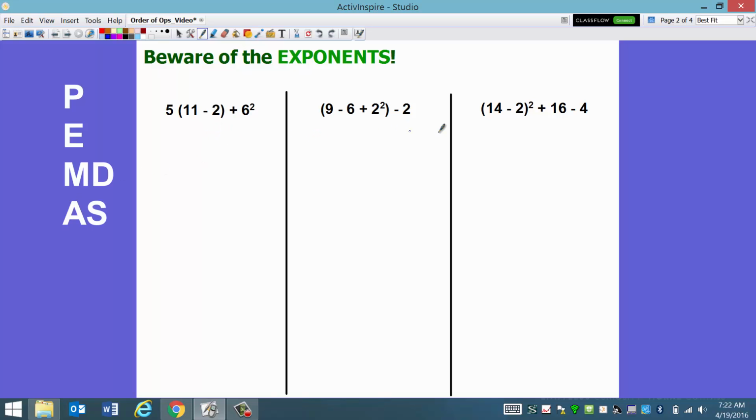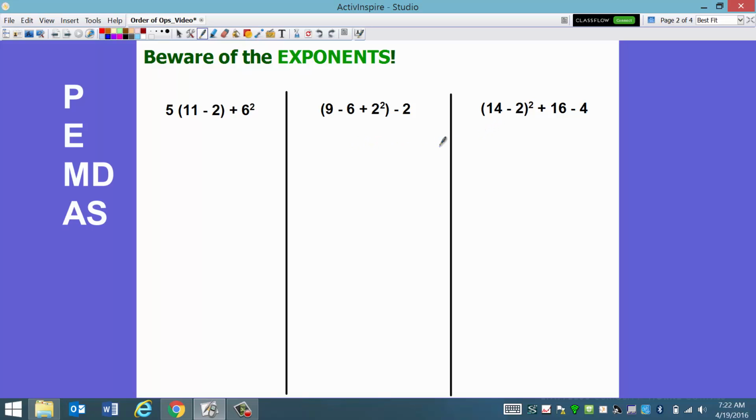If you look at the three examples, you'll notice that we have exponents in each one, but the exponents are in different places. In our first example, the exponent is next to a number, 6 squared. In the second example, the exponent is next to 2 squared, but it's inside the parentheses where there are other operations. And in the third example, the exponent is outside of parentheses where there's operations inside of parentheses.